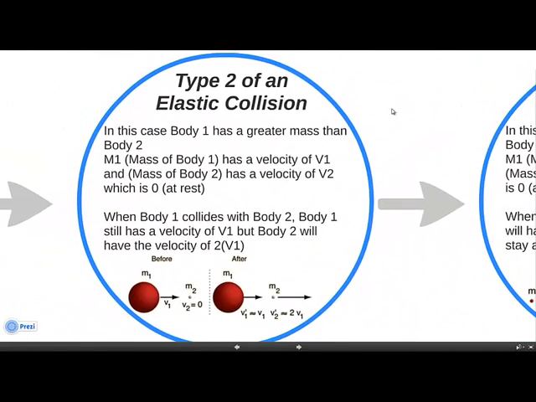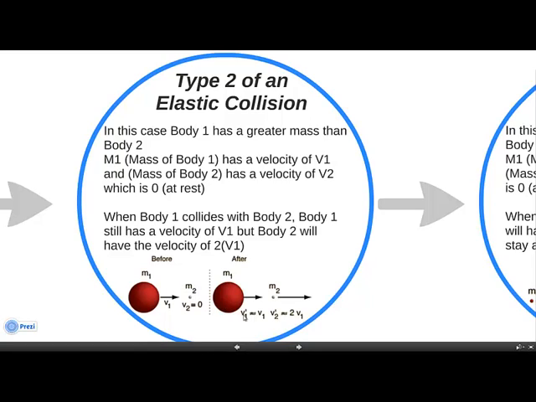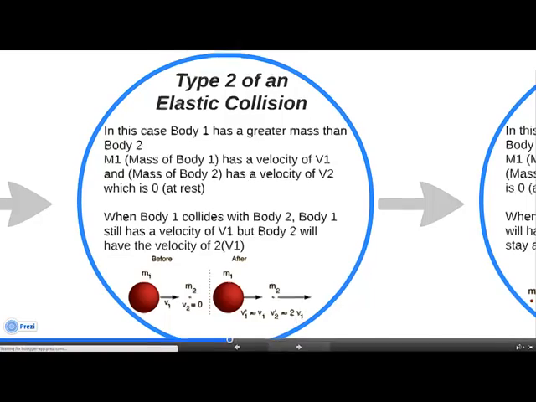Type 2 of an elastic collision. In this case, body 1 has a greater mass than body 2. Body 1 has a velocity of v1 and body 2 has a velocity of v2, which is 0, meaning it's at rest. When body 1 collides with body 2, body 1 still has a velocity of v1, but body 2 will have a velocity of 2v1.